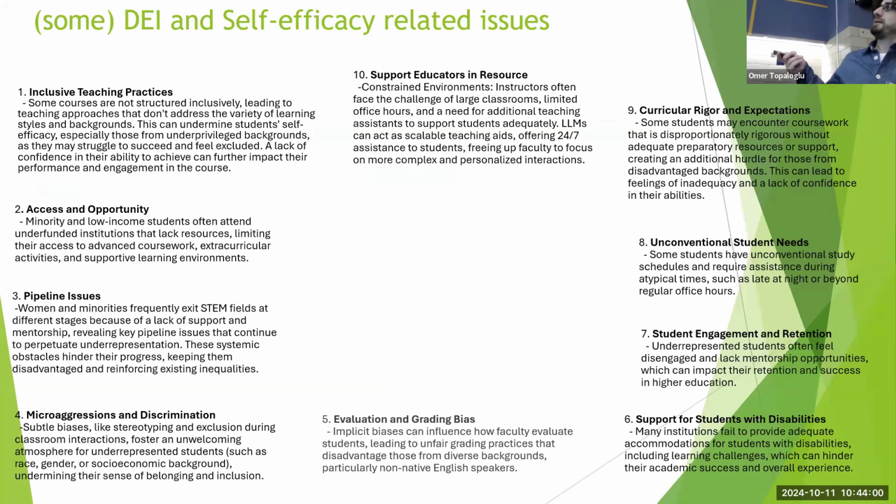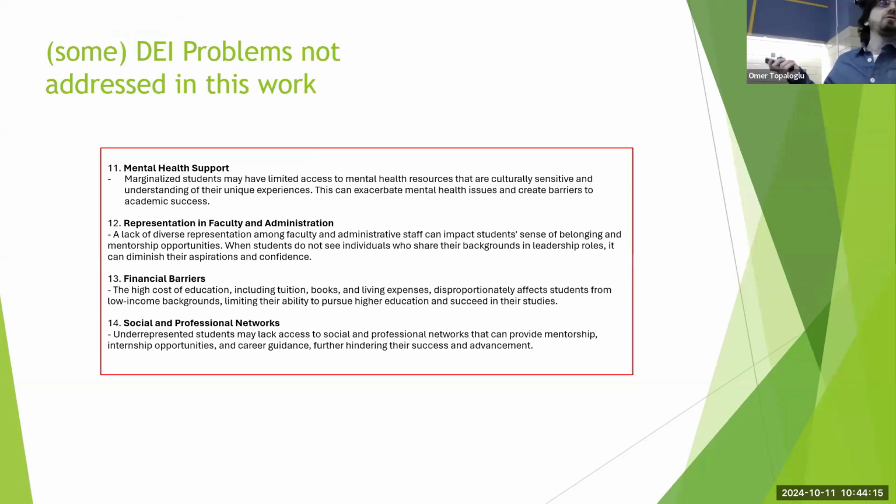And these are 10 DEI-related issues that I'm going to highlight, and these are the ones that I'm going to focus on to solve. These are mostly in-class efforts, because there are also others that actually we cannot solve by using AI, because it requires some funding or some extra workforce. For example, social and professional networks. We cannot solve this DEI problem by using LLMs. So that's why there are some extra DEI problems, but I'm not going to touch them in this work.